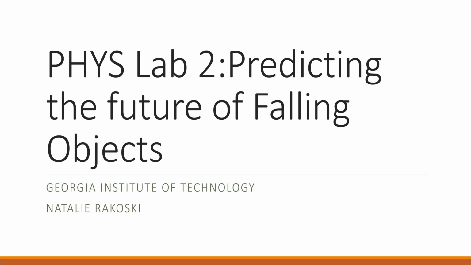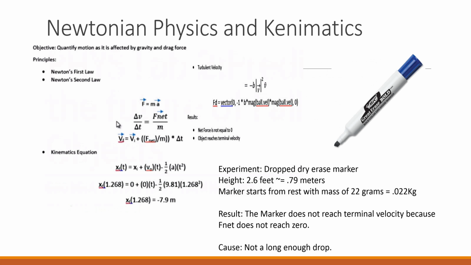This is a video report on predicting the motion of falling objects using Newton's second law and kinematics of momentum in respect to gravity. We will discuss terminal velocity and how it is affected by drag force.